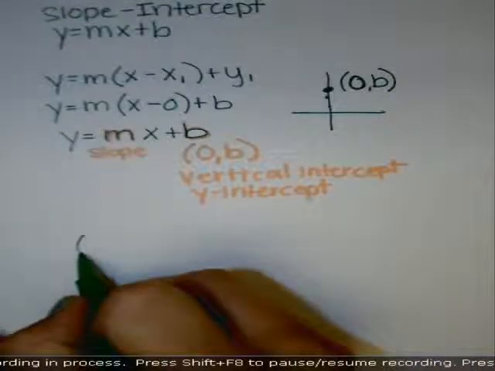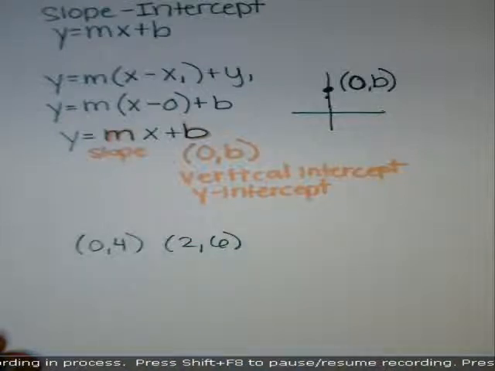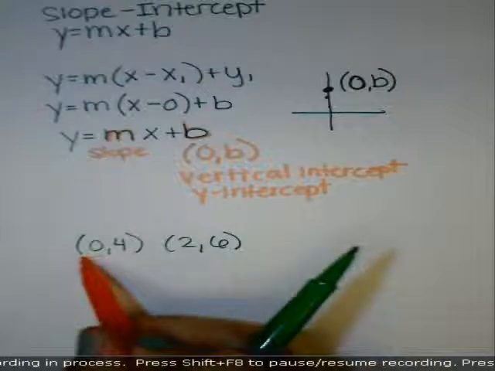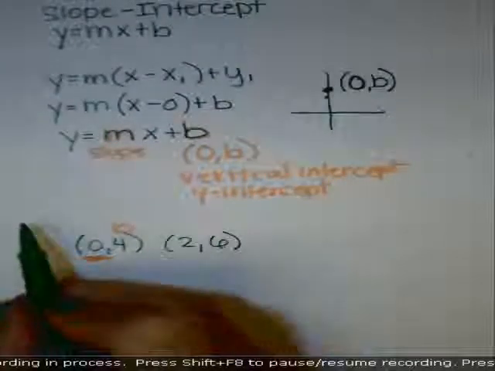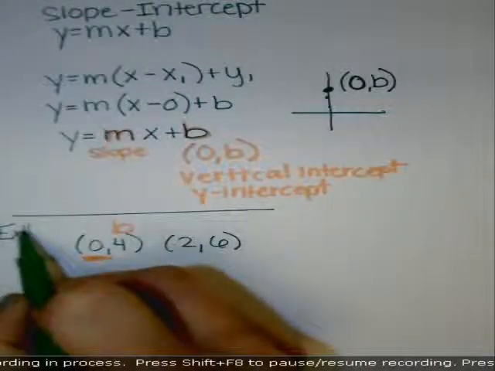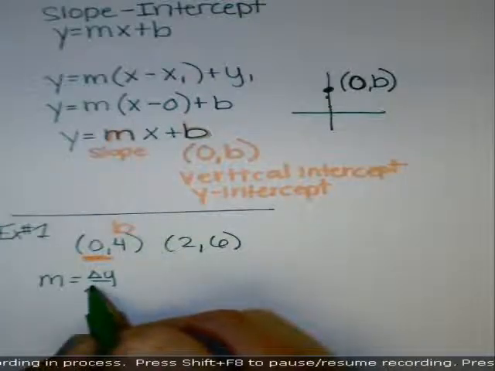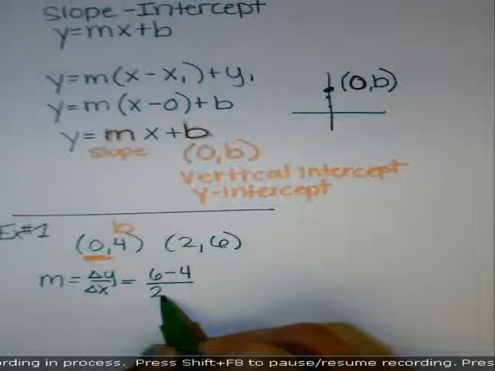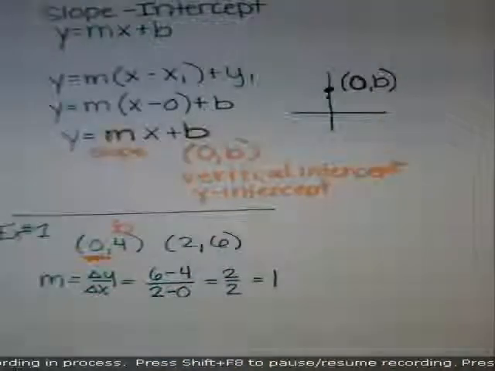So if you were given 2 points, (0, 4) and (2, 6), well, you have 2 points. One of them is the y-intercept. I know because the 0 is in the x value, so this is my b. So I'm good to go there, but I still need to calculate the slope. So in our example number 1 here, all you're going to do is remember the slope is the change in y over the change in x. That's going to be 6 minus 4 over 2 minus 0, which in the end reduces to 1.